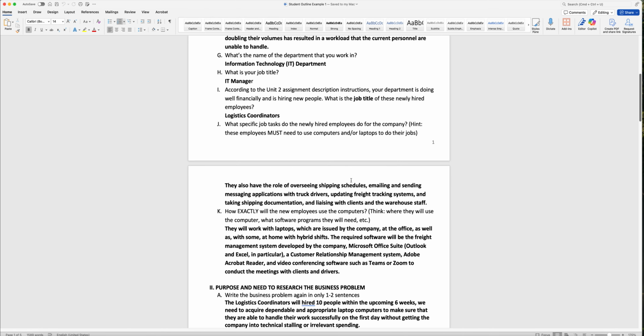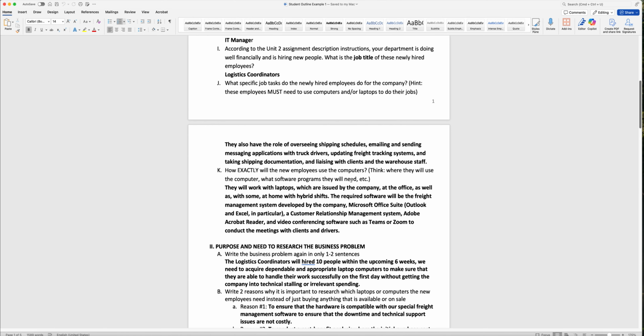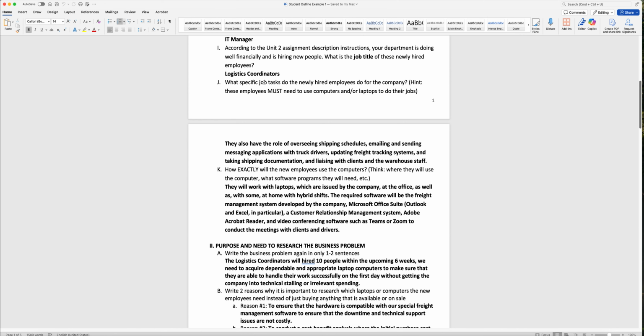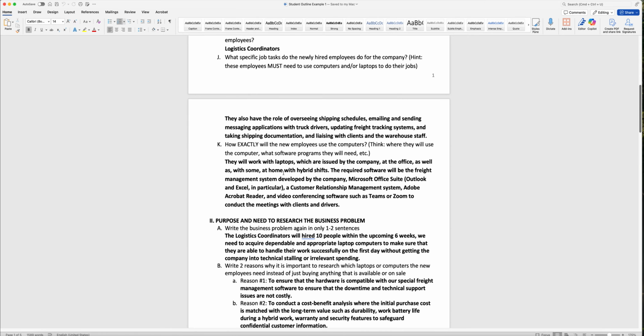Okay, so going down, there were a couple of other things I also wanted to mention. So for this, what specific job tasks do the newly hired employees do? We know that they are logistics coordinators, and you can use your imagination about what a logistics coordinator would do for a company like this. So we have a list. They also have the role of overseeing shipping schedules, emailing, sending messaging applications, updating the freight tracking systems, taking shipping documentation, and liaising with clients and the warehouse staff. Super great. Super great.